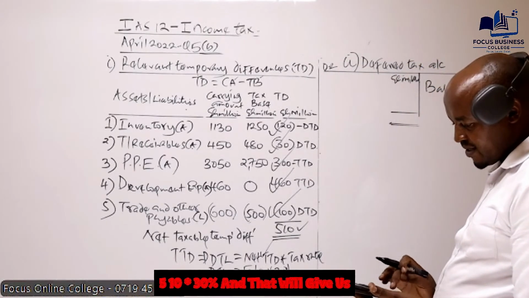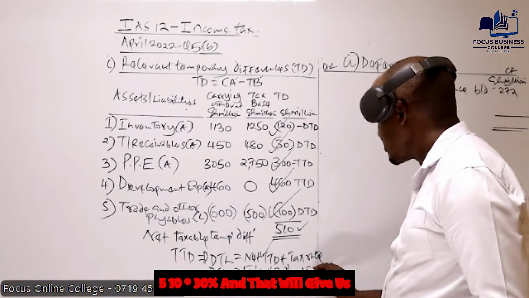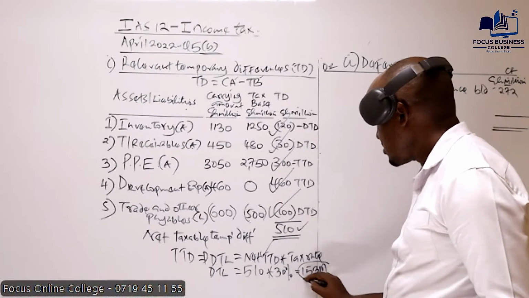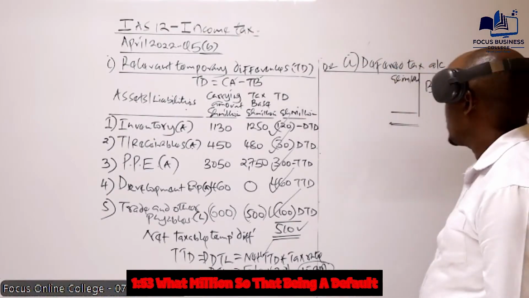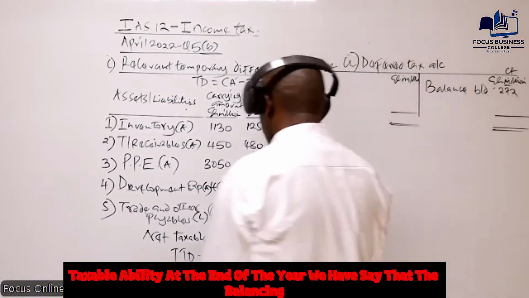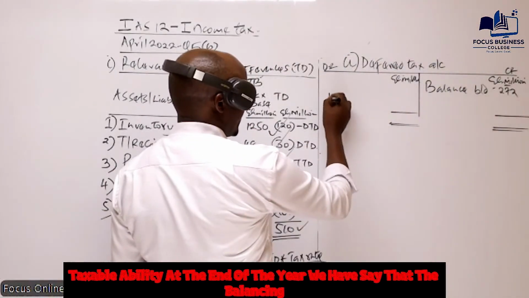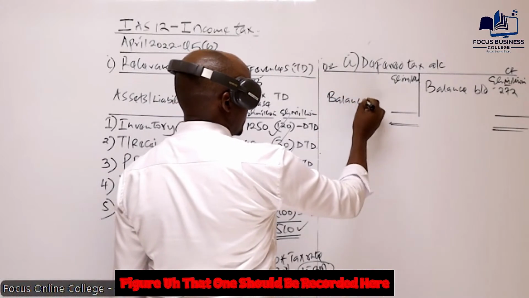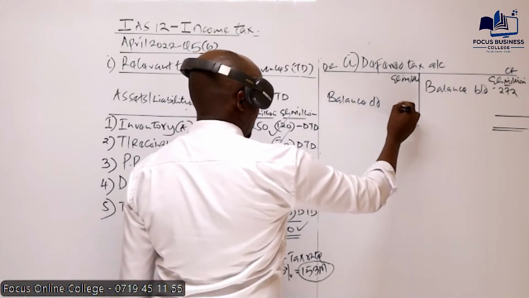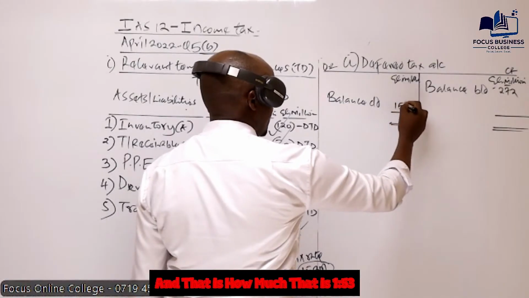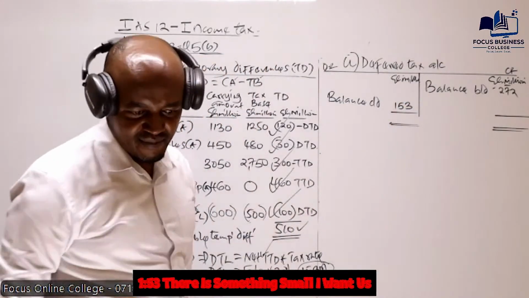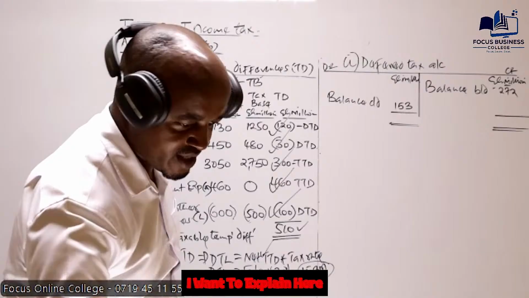510 times 30% will give us 153 million. So that being a deferred tax liability at the end of the year, we have said that the balancing figure should be recorded here. And that is how much? That is 153.